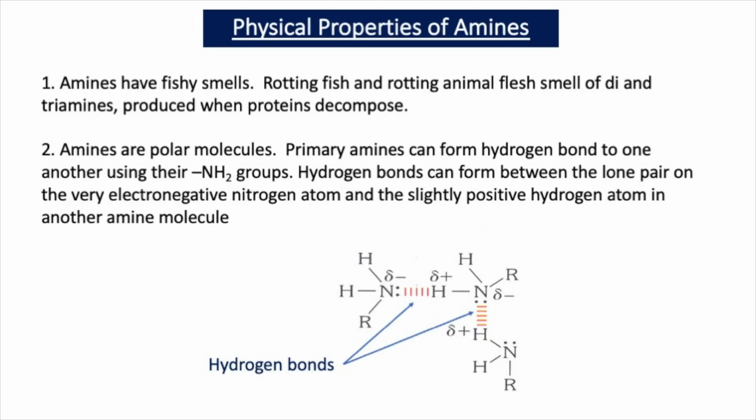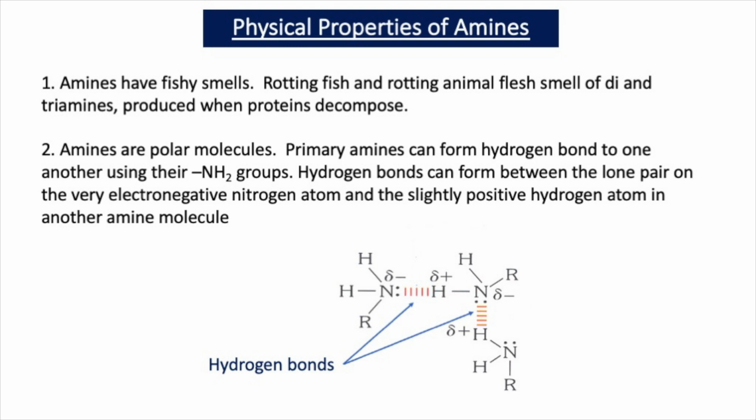So now let's turn our attention to the physical properties of amines. Now amines are characterized by having fishy smells, and this is because when fish rot, their proteins are decomposed to di- and triamines. So that's why if you have an amine, it usually has a very fishy smell.